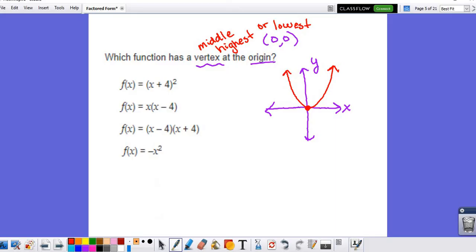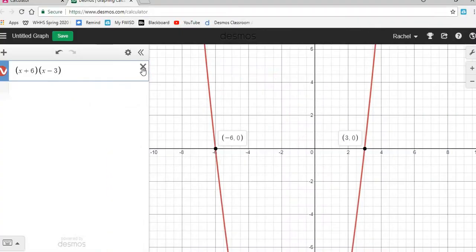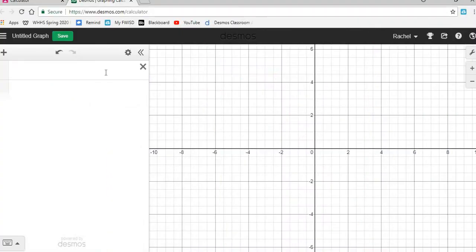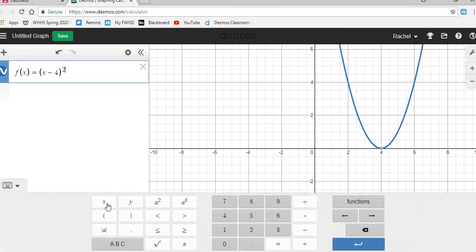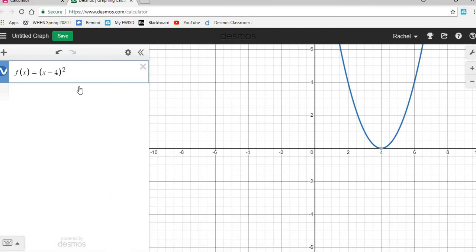And when we look at the calculator online, this little x will clear out what's there. And you can type the f parentheses x, you don't have to, equals x minus 4 squared. Okay, how you get that squared key is you come down to this little keypad and you click the A squared button if you don't know how to use the keyboard, okay, and that will give you your x squared, and you're looking for something that crosses right here at 0, 0.